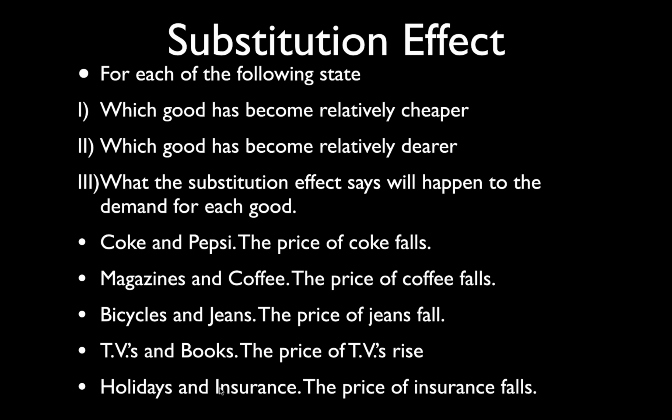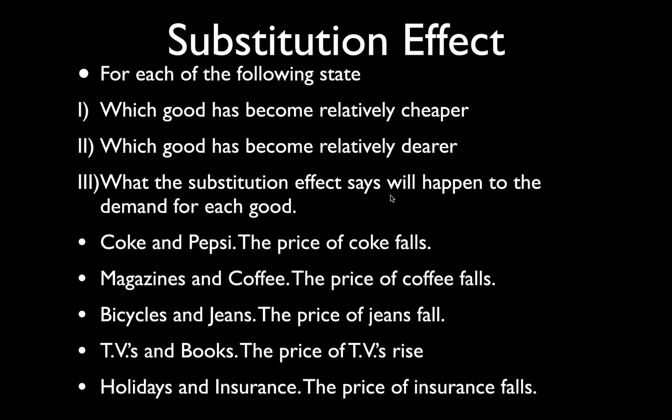Okay, well hopefully you've had a chance to do that. So let's look at this one. Coke and Pepsi, the price of Coke falls. Which has become relatively cheaper? Again, we're assuming a ceteris paribus relationship, so everything else has remained unchanged. So the price of Coke has fallen, so Coke has become relatively cheaper. Which has become relatively dearer? Well, if Coke has become relatively cheaper, by definition, Pepsi must have become relatively dearer, and it has. Okay, even though the price of Pepsi hasn't changed.